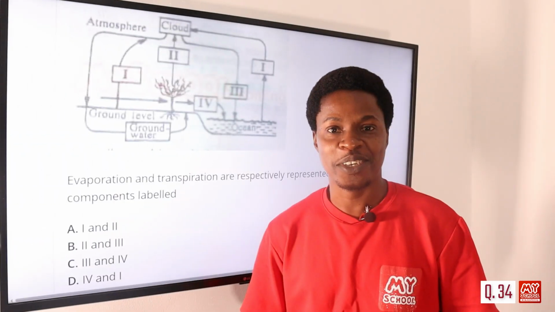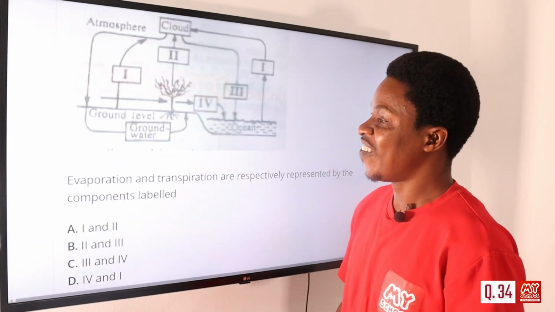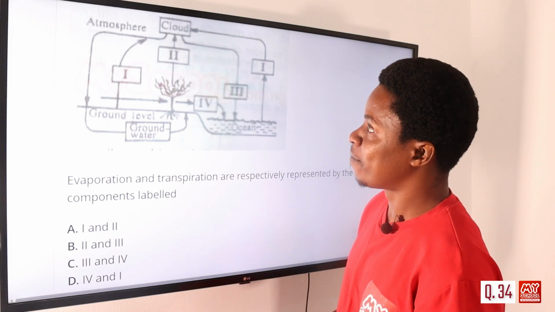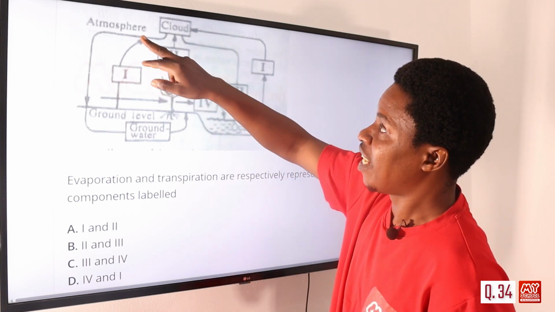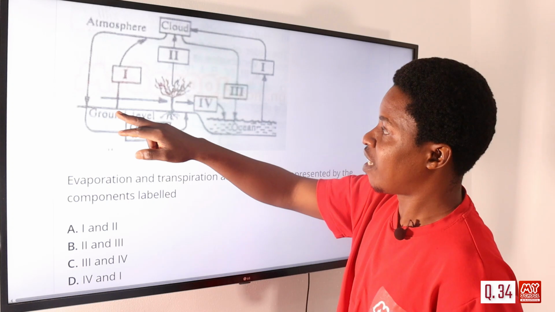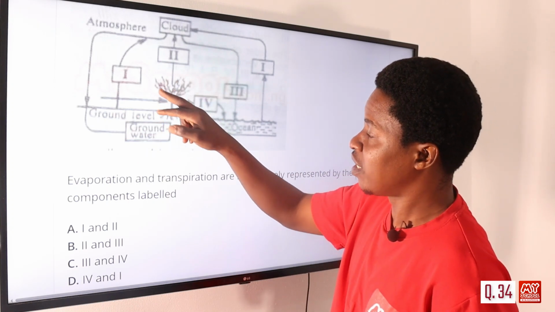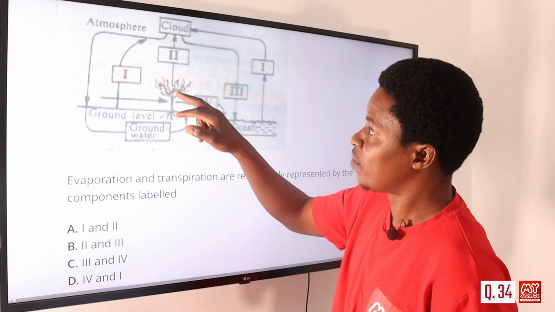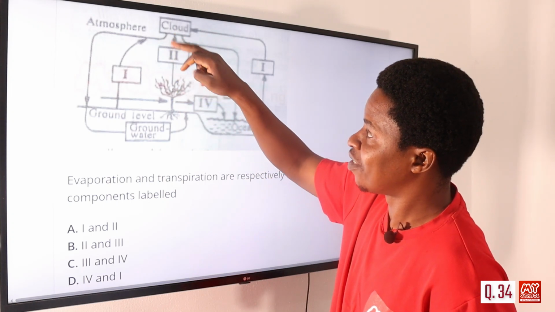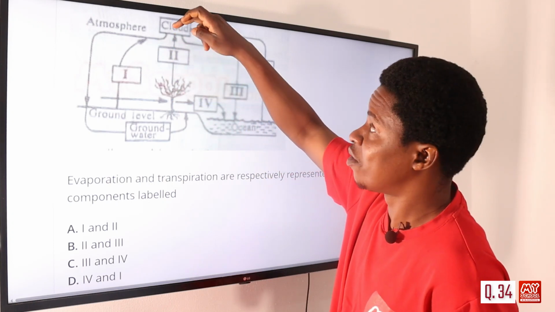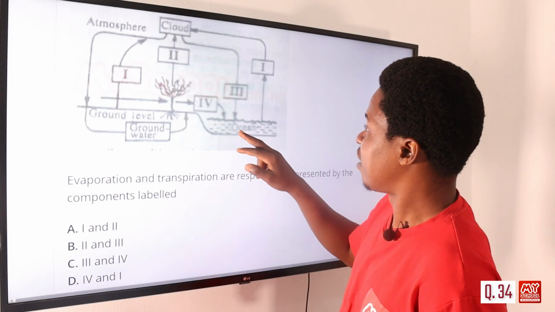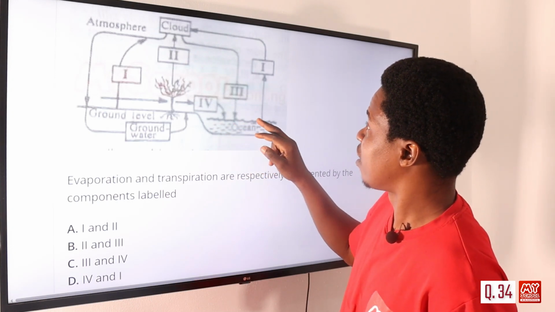Now we are moving on to question number 34. We have another diagram here. That's the cloud in the atmosphere. This is the ground level, where we have a tree, that's the plant, and then we can see something moving this way. That's water going to the cloud, and then we have this part. This is the ocean. You can see it again.